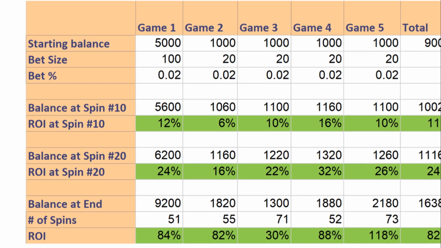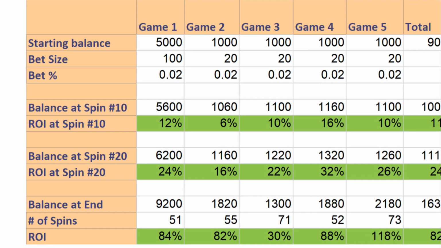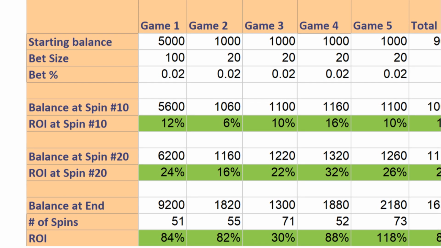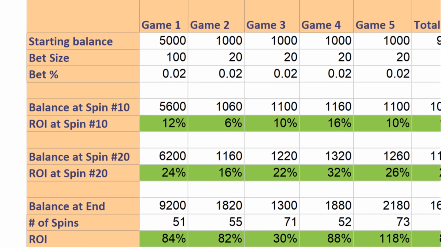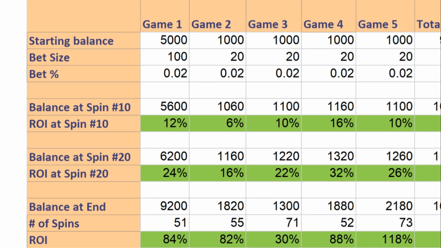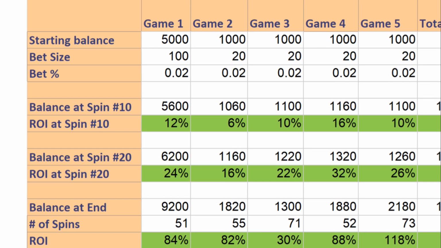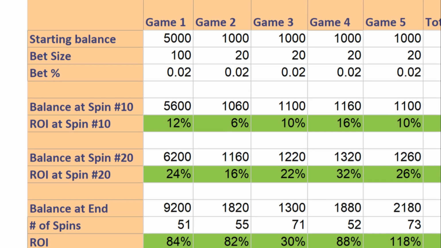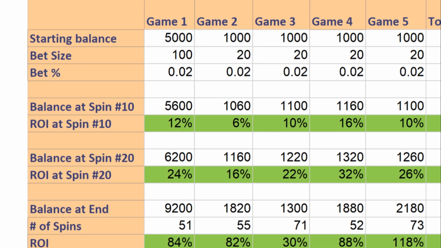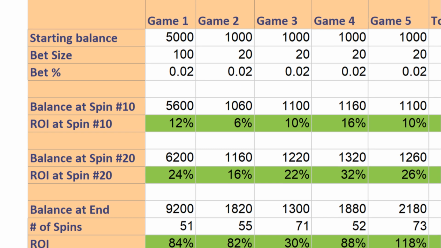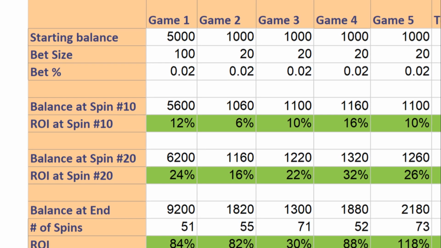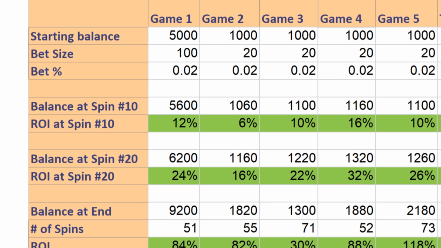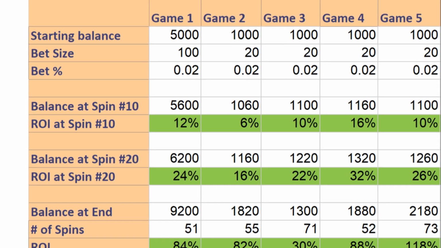At our next milestone, spin number 20, the results were equally impressive. We saw profits ranging from 16% to 32%, averaging a 24% gain by spin 20. Now, at our final milestone, we saw the widest range of results. The number of spins per game varied from 51 to nearly 75. Our profit range per game spanned from 30% to an impressive 118%, giving us an average profit of 82%. Talk about an impressive strategy.